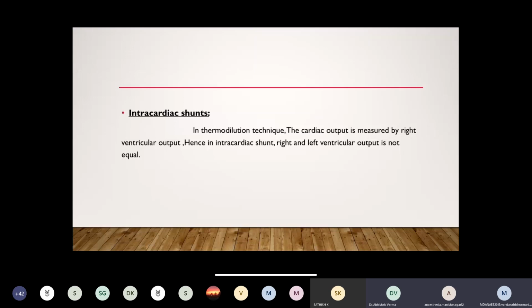The tricuspid and pulmonary valve regurgitation. In this condition, the recirculation of the indicator across the incompetent valve occurs, although minor degrees of valvular regurgitation have little effect on thermodilution cardiac output monitoring.